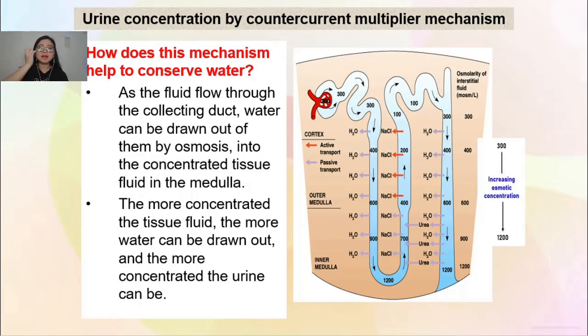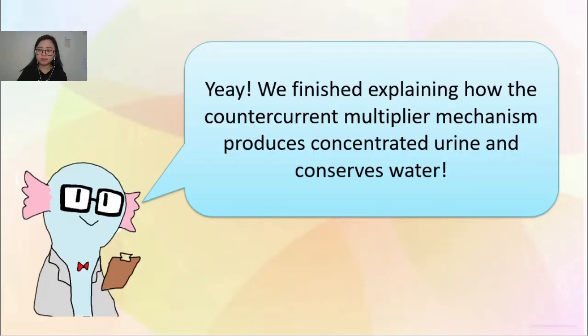How does this mechanism help to conserve the water in the organism? Well, as the fluid flows through the collecting duct, water will be drawn out of them by osmosis into the concentrated tissue fluid in the medulla. Because of the difference in the concentration, water will just flow out via osmosis. And the more concentrated the tissue fluid is, the more water that can be drawn out, and the more concentrated the urine will be. So that is how we will explain the countercurrent multiplier mechanism that produces concentrated urine and conserves water.